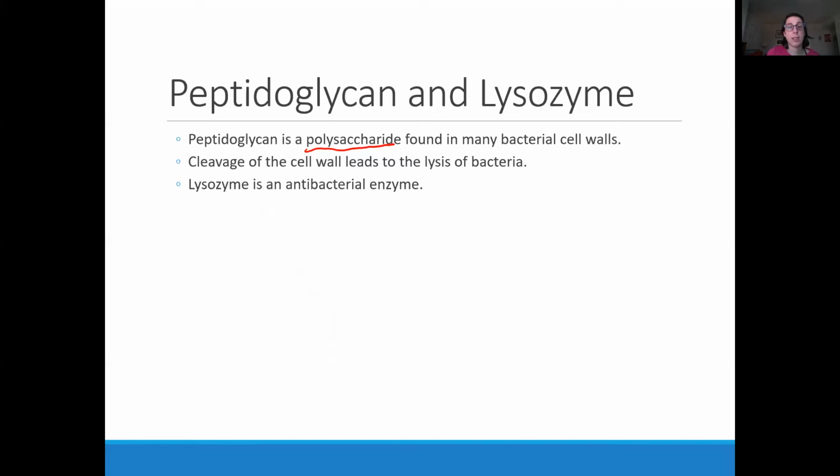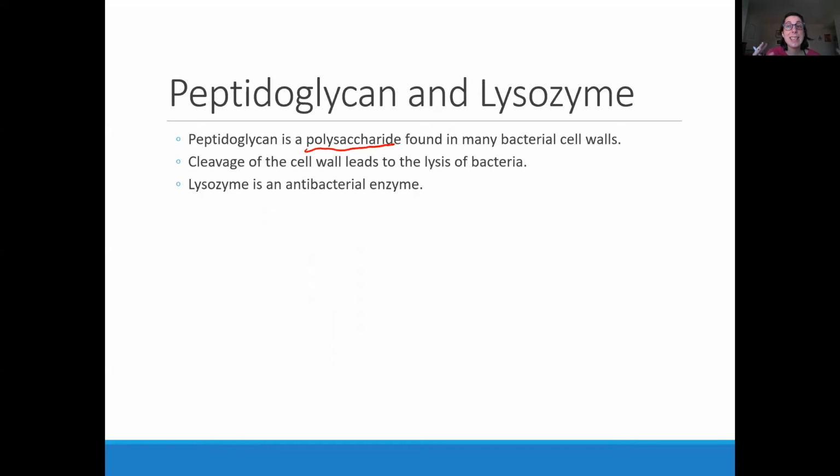Peptidoglycan is found in a lot of bacteria cell walls. It's a key component of the bacterial cell walls. And actually, in the beginning of chapter 1, when we talked about differences between bacteria and other eukaryotes, this was one of the things that was mentioned, this peptidoglycan chain and molecule that is found in the cell walls.